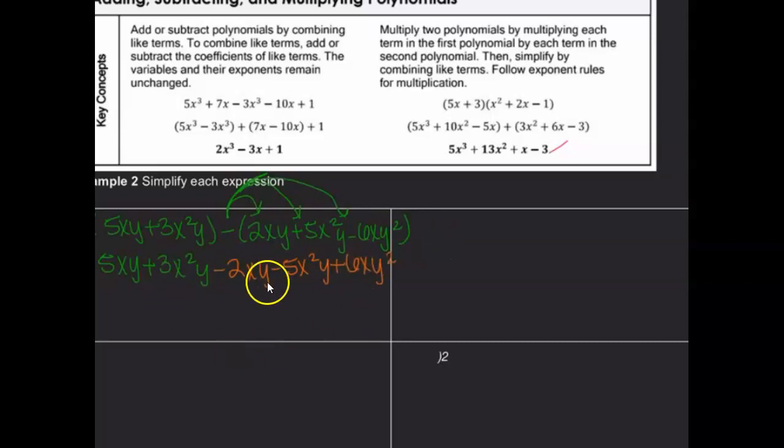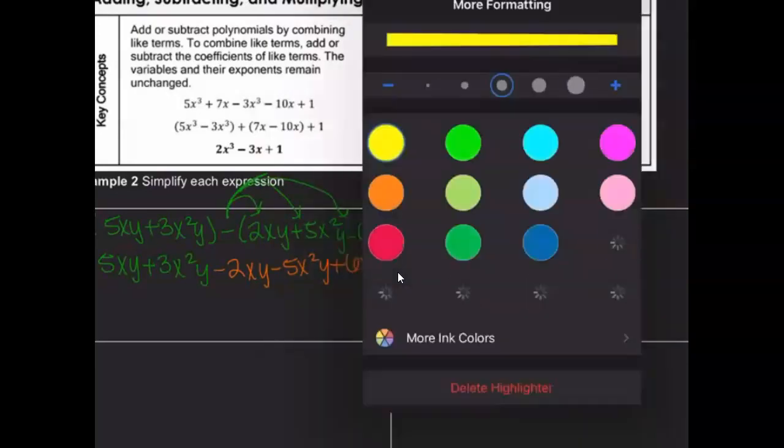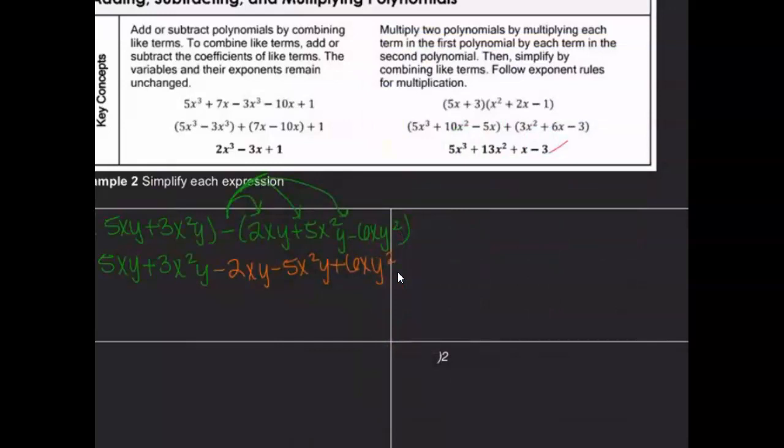So this, now that I got rid of parentheses, is where I can start combining like terms. So let me start combining. I see, let me start with my biggest exponents of a 3x squared y and a negative 5x squared y. These can get combined because they both have an x squared y. So they're considered like terms. So I'll just subtract their coefficients. 3 minus 5 is negative 2, so negative 2x squared y.